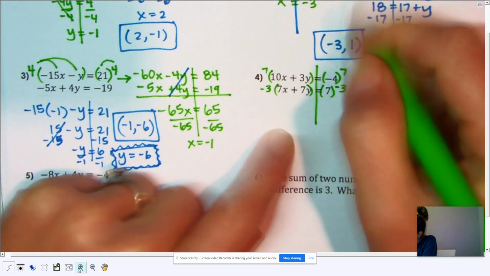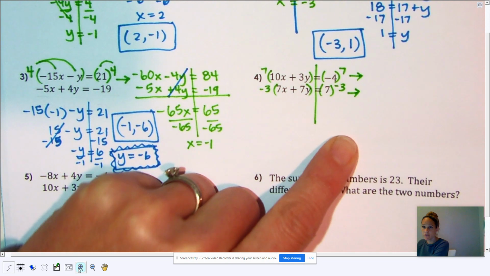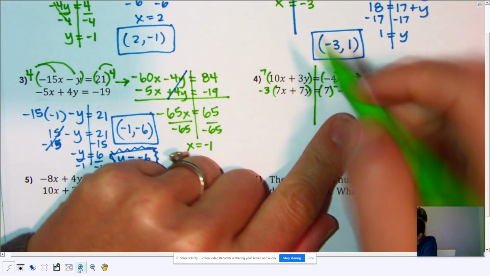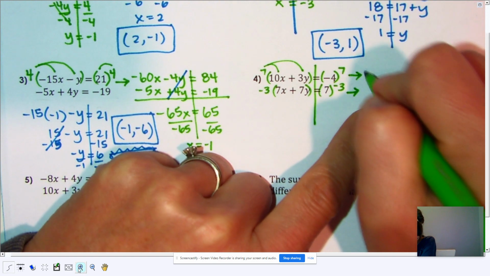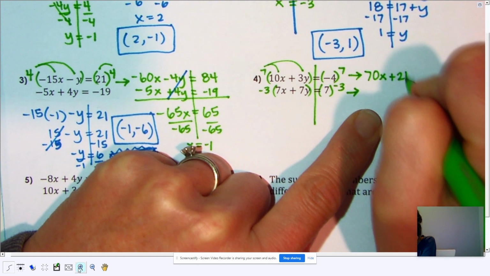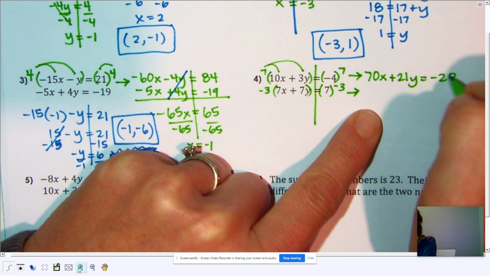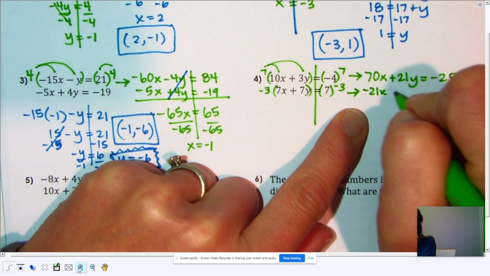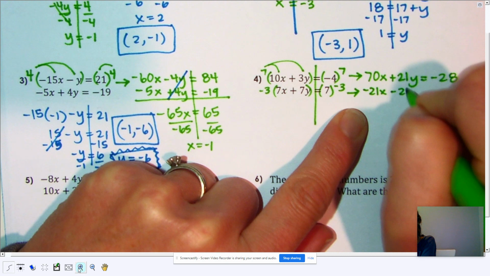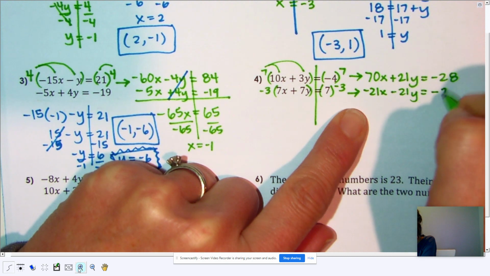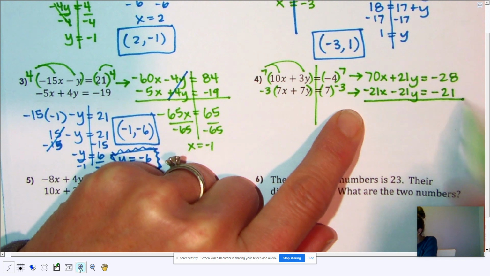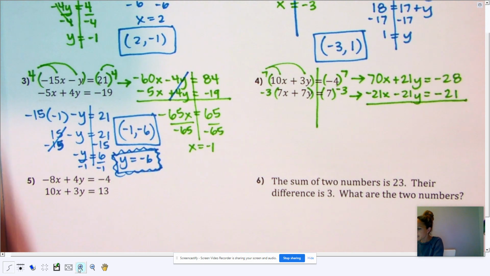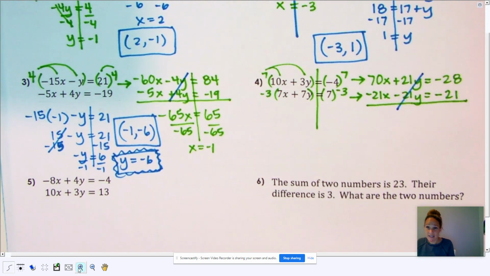I'm going to draw little arrows. I'm going to put my new equations over here, and then I'm going to add them up, because if I add them up like this, nothing's going to cancel. So now I have to distribute the 7. So I have 70x plus 21y equals negative 28. Then I'm going to distribute the negative 3 down here. So I've got minus 21x minus 21y equals negative 21. Now we're going to add those together. So we want to check, did something get eliminated? Yep, the y's got eliminated.